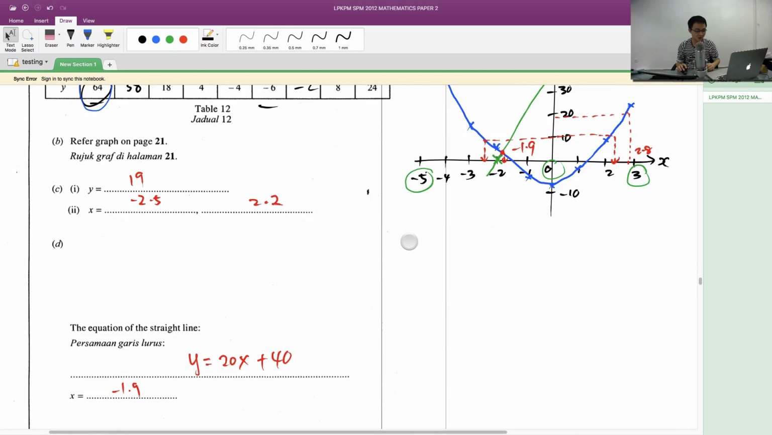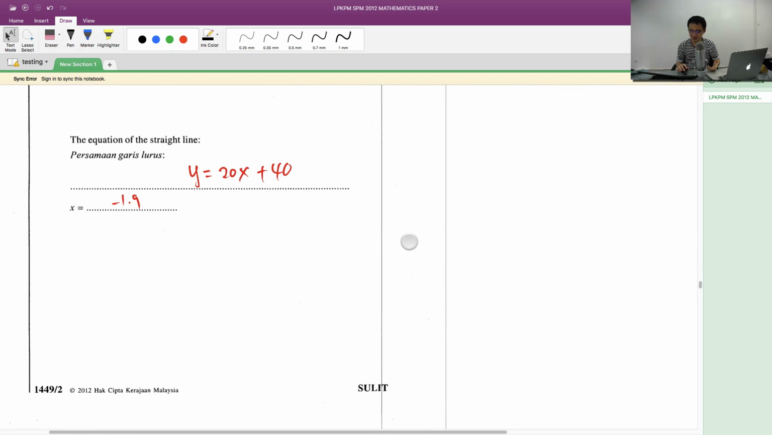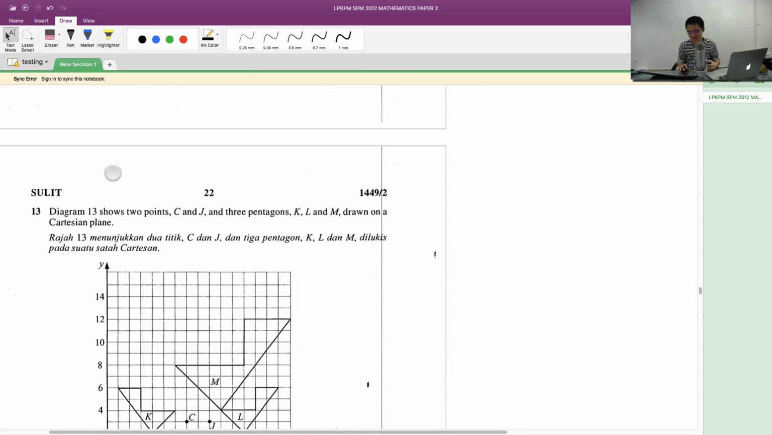Alright, so is the negative 1.9 exactly the correct answer? Yeah, then I'm quite impressed by my own sketching.